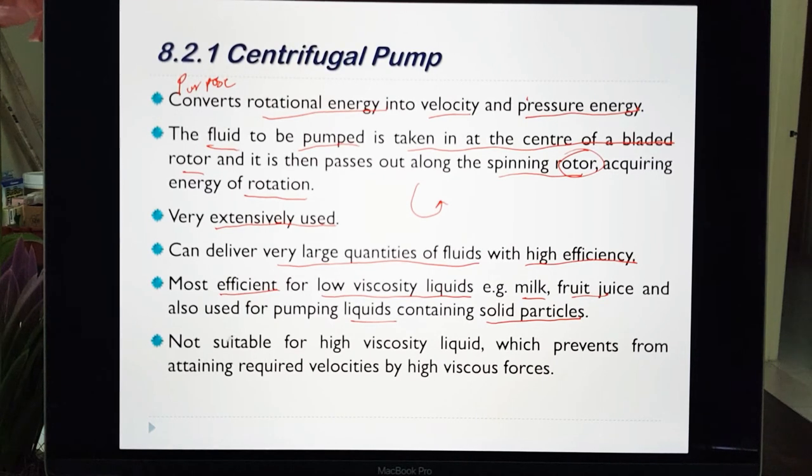The centrifugal pump is not suitable for high viscosity fluid, because high viscous forces due to the movement of the impeller prevent it from attaining the required velocity.